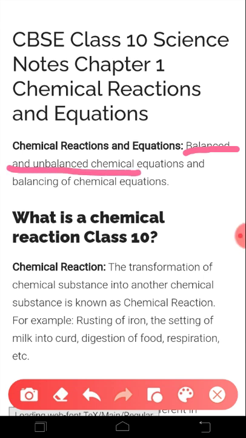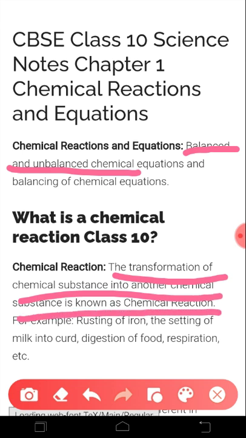And what is a chemical reaction? The transformation of a chemical substance into another chemical substance is known as a chemical reaction. For example, rusting of iron and milk turning into curd. Rusting of iron happens in everyday life. Milk becoming curd, digestion of food, and respiration are also examples.